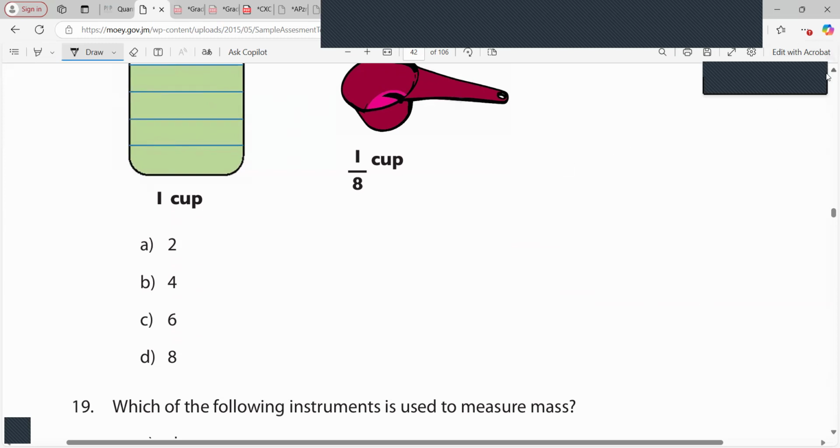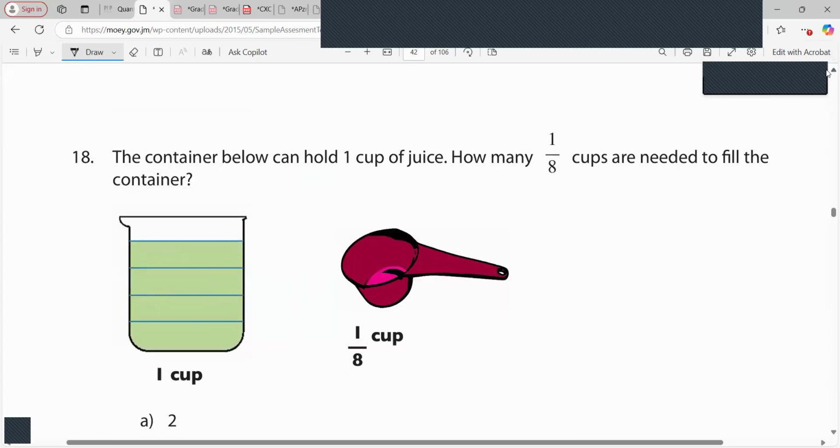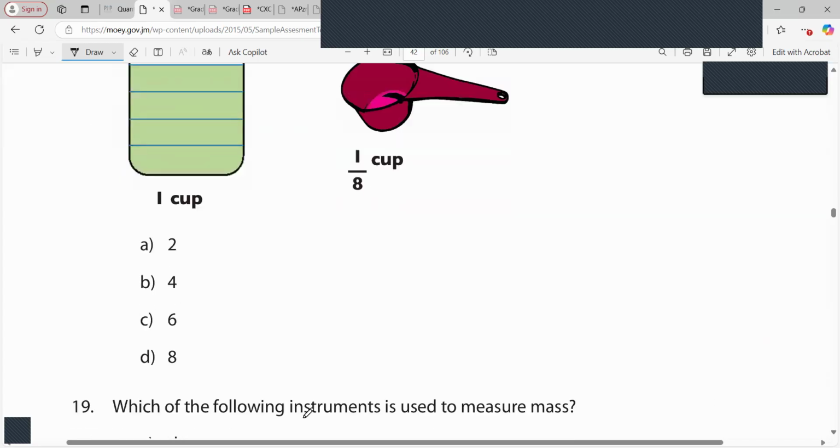But they didn't give us the actual measurement for the 1/8. But we know that in order for it to become 1, it has to be 8 of them, right? I don't like that question. I don't think it's structured correctly. But it would have been 8 of the 1/8 to make 1 whole.